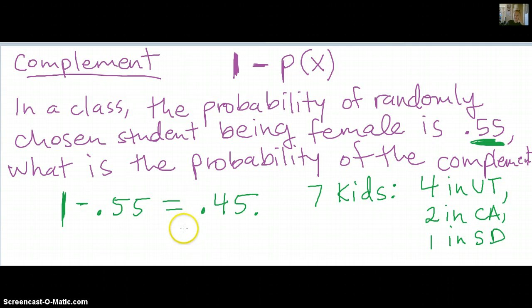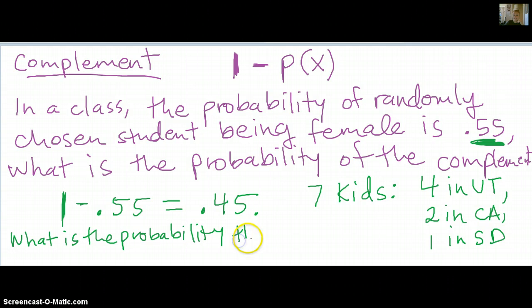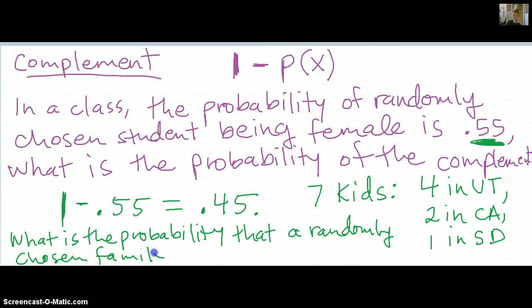Okay, if I said, what is the probability that if we randomly chose one of us, that we do not live in Utah? So that you can think of that as a complement when you say do not. It's an example of finding a complement, right? That a randomly chosen family member does not live in Utah.